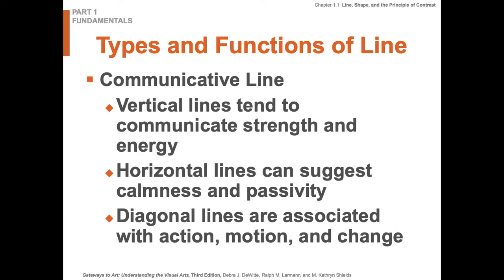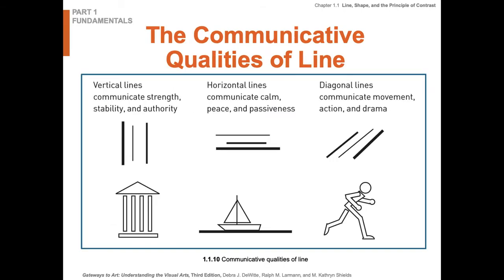So if it's running from us or running to us in a diagonal situation, then we're more frightened, or we have to pay attention to it and see what's going to happen. With a vertical, then it's standing still, so it's communicating strength and calm. It's not afraid of us. We're not afraid of it. We're going to look at a little bit different references. There's a person reference here, but you can see this diagonal.